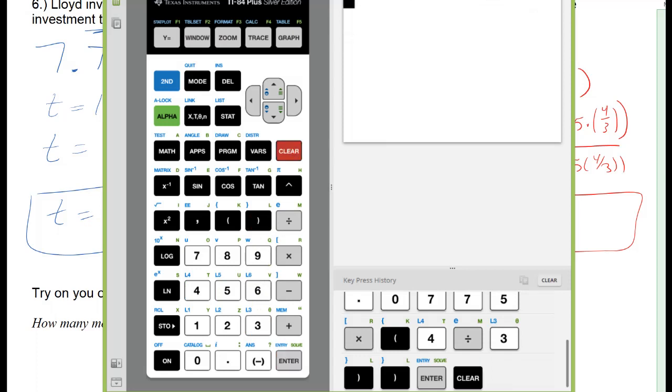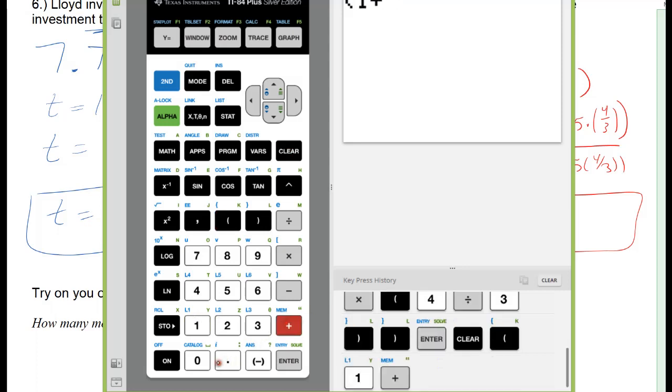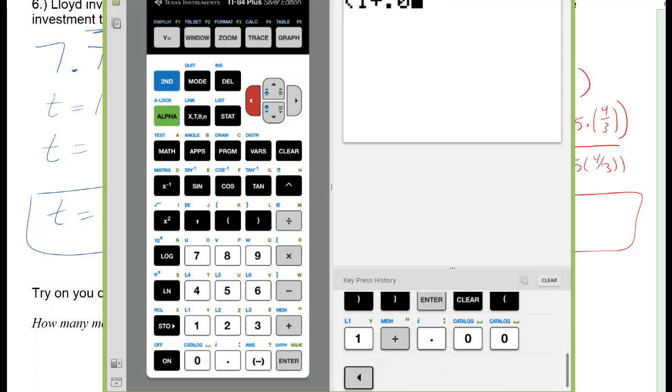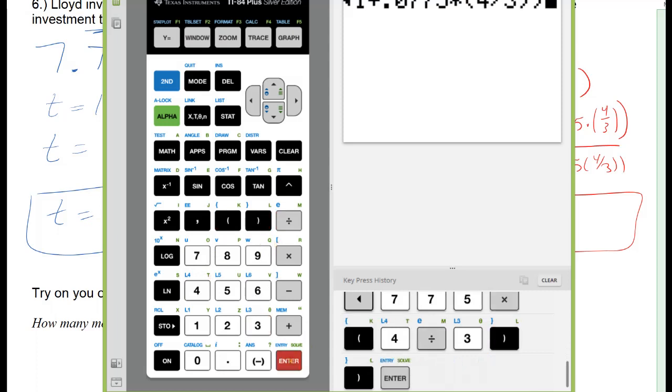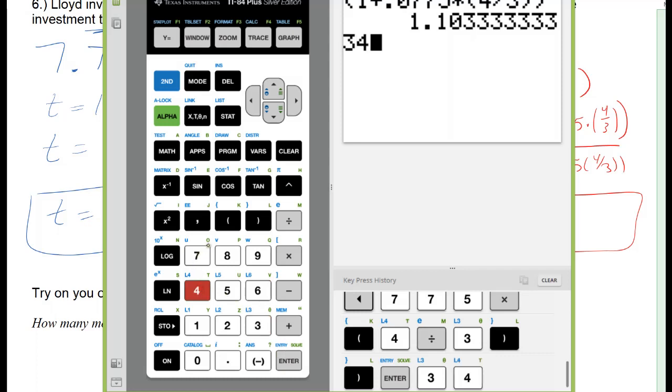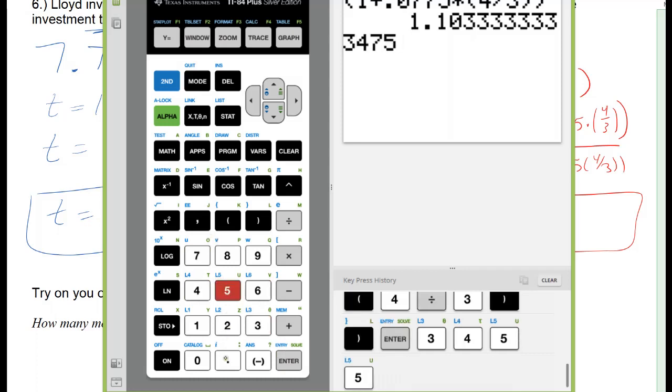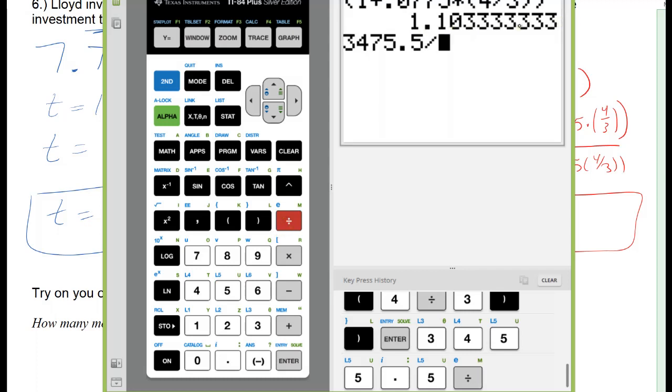Another way is you could simplify in the parentheses first. So you could take the 1 plus 0.0775 times the fraction of time 4/3. That's a messy number. You can convert that to a fraction and then move it to the other side. Or your calculator allows you, that's exactly what that side is, right? It's a messy number. And so what I could do is I could take my future value, which was 3,475.5, hit divide by the previous number, and it will divide by the previous number exactly.